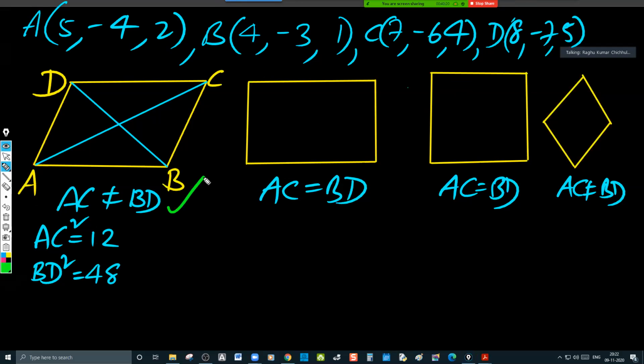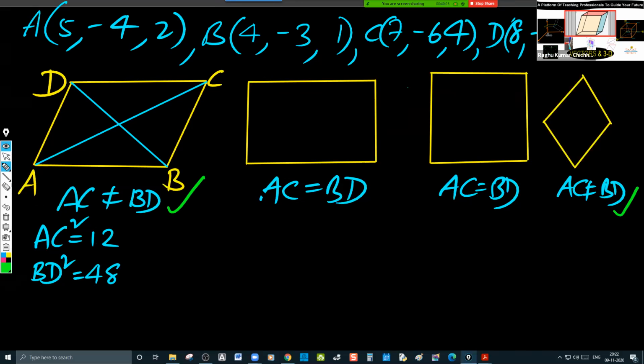Either a parallelogram or a rhombus. But what is the difference between the parallelogram and rhombus? In a rhombus, the sides are equal and the diagonals are mutually perpendicular to each other. This is also a property to be remembered. But here they are not mutually perpendicular. Now find out the lengths of the adjacent sides. Then you can decide the answer.